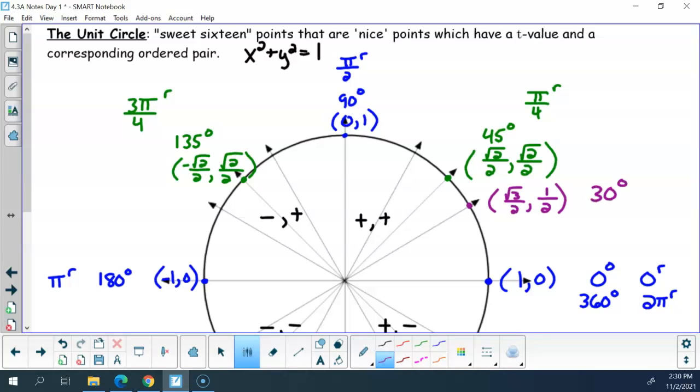The only thing that we've got to do now is figure out what 30 degrees is in radians. Pi over 3? Pi over 6. Which one? Pi over 6.